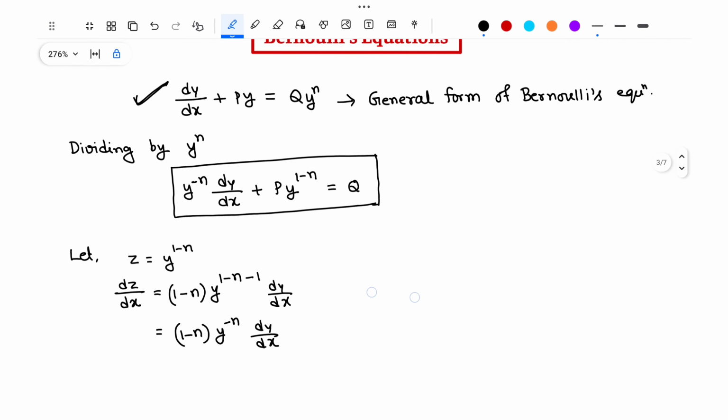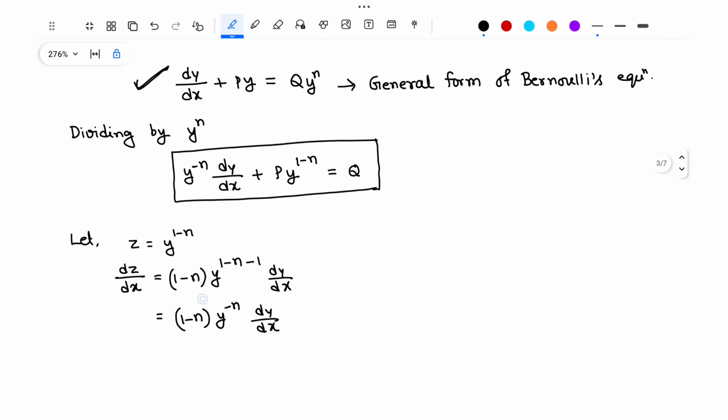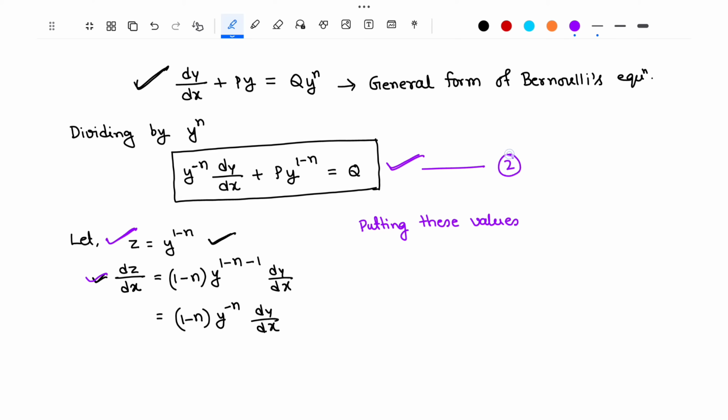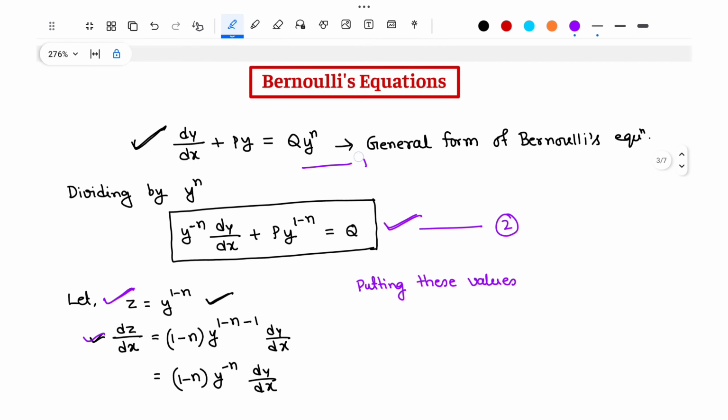Okay, so here you are getting that z equals to y to the power 1 minus n and dz dx equals to 1 minus n y to the power minus n dy dx. Now we have to put these values of y to the power 1 minus n and values of this y to the power minus n dy dx in this equation. Okay, so putting these values, let's say this is the equation number 2 and this original equation, this is equation number 1.